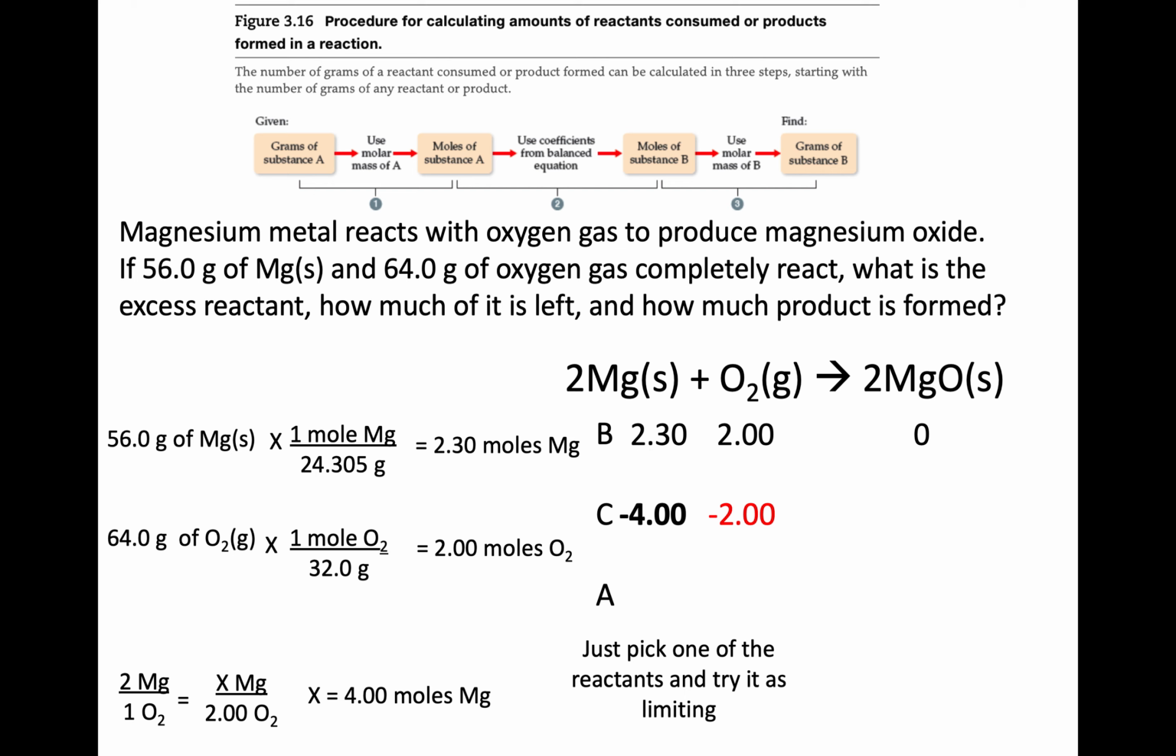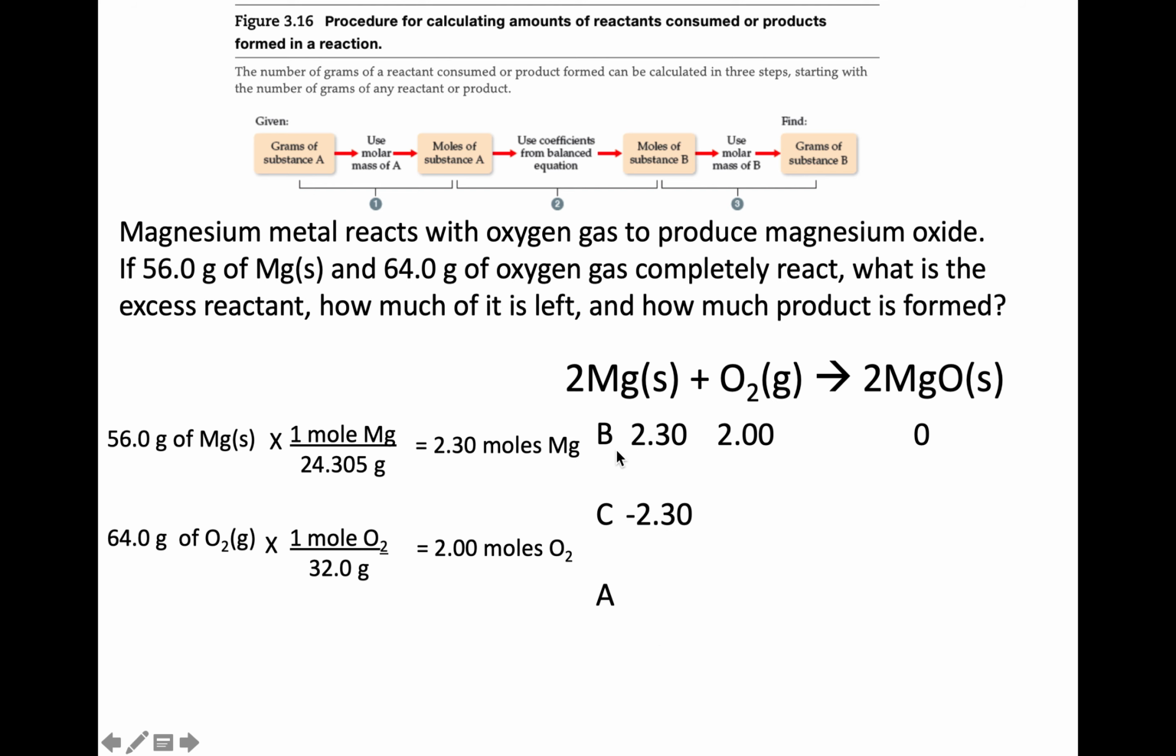So it's not the oxygen that's the limiting, it must be the magnesium. If you've used up more than you started with, you've chosen the wrong one. So just choose the other one. We now know that we have to use up all of the magnesium. We know how much magnesium was used and how much oxygen was used. We see our proportion down here at the bottom.